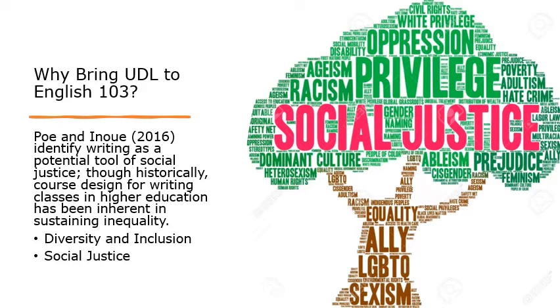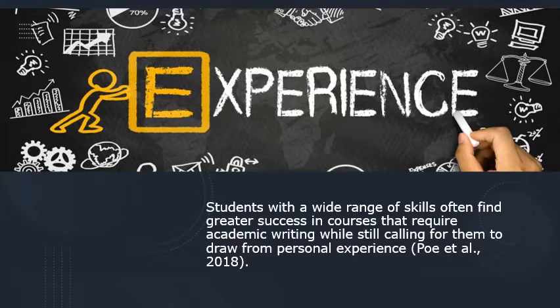Poe and Inouye identify writing as a potential tool of social justice, though historically course design for writing classes has been inherent in sustaining inequality. 103 Writing a Life is a course that directly supports Goodwin's dedication to diversity, inclusion, and the overall message of social justice. When examining a course through the lens of social justice, as well as UDL approaches and social emotional learning approaches, it's important to note that students with a wide range of skills can find greater success in courses that require both academic writing in combination with their own personal experiences.